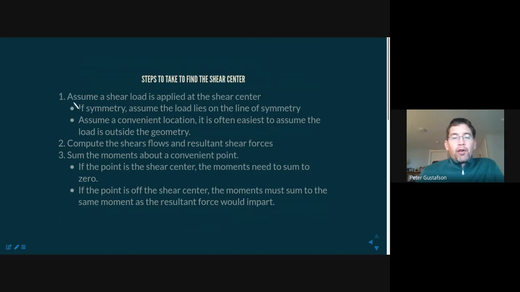So what you need to then do is assume a resultant shear load is going to be applied at some location that you're going to assume is the shear center. The tip that I give you: assume symmetry. If there is symmetry, assume the load lies on the line of symmetry and perpendicular to it.